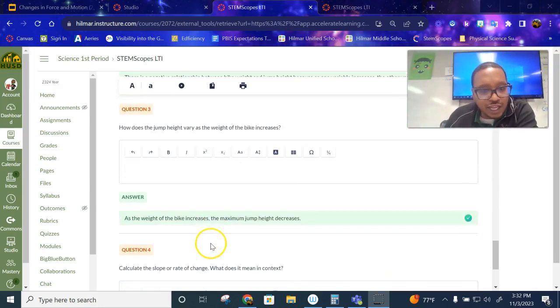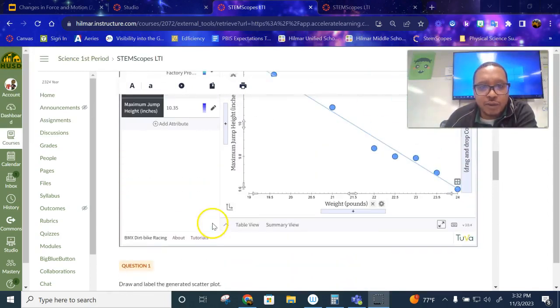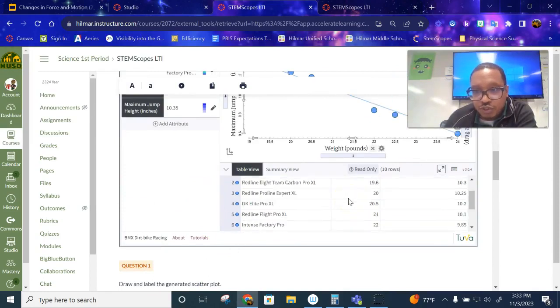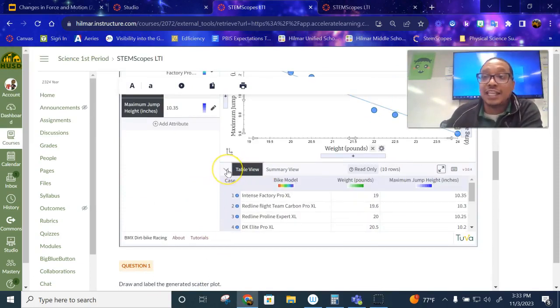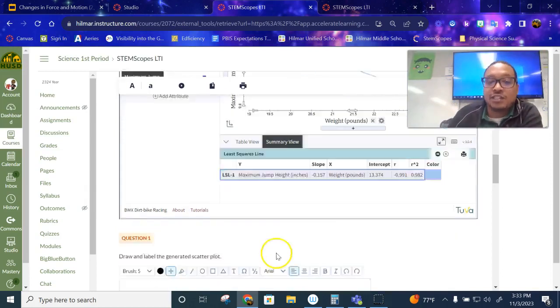And then we go to the last one. Calculate the slope or the rate of change. What does it mean in this context? Now, the awesome thing is, since we did this on the computer, we can see the data table view. This is the whole data table that they used to create this graph. And then we can also see the summary view, and it gives us the slope right there. So the awesome part is we don't have to calculate the slope. The computer has already calculated it.